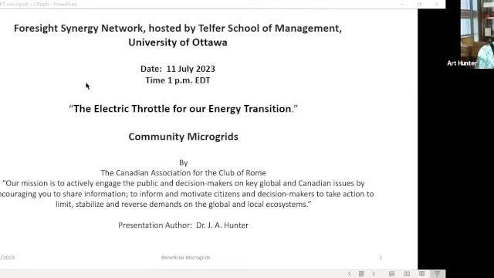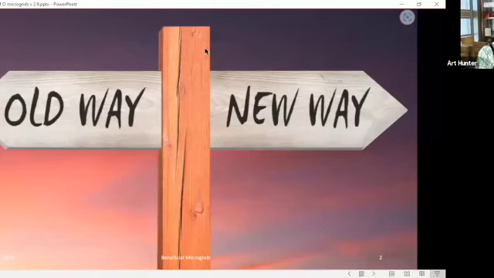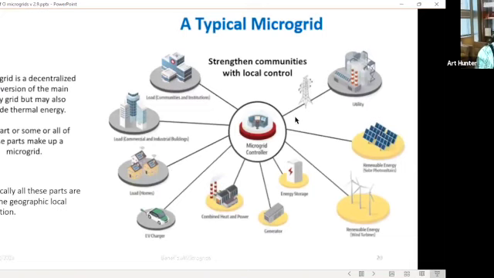The title, of course, is the electric throttle for our energy transition, with specific focus on community microgrids. Now, there's the old way and the new way. We're talking about the new way. A typical microgrid consists of multiple parts, and you're going to start over here on the right-hand side.